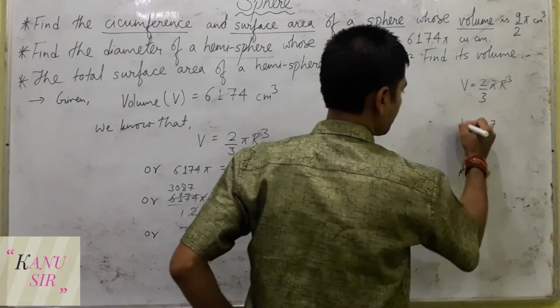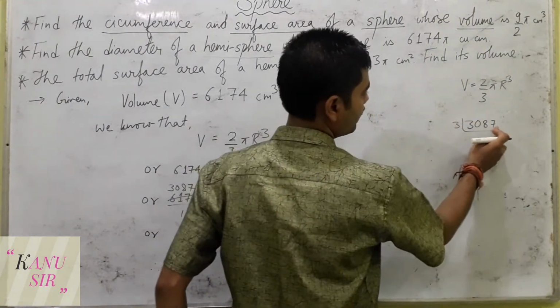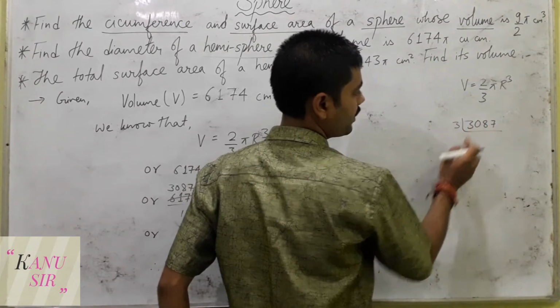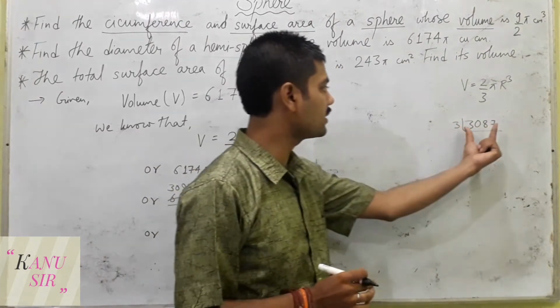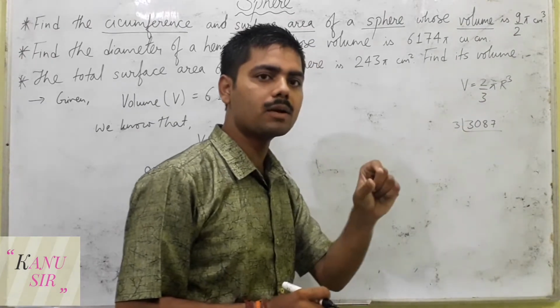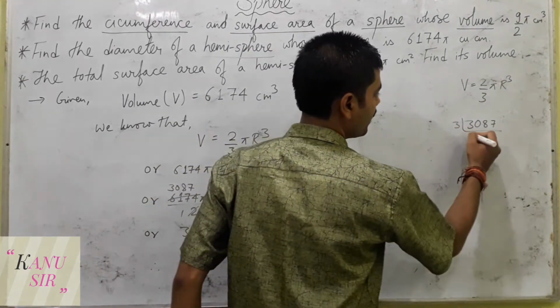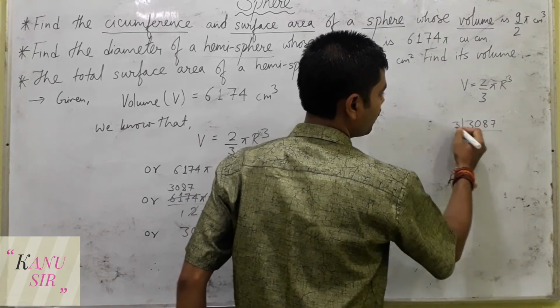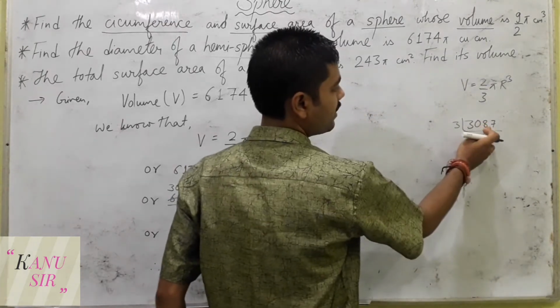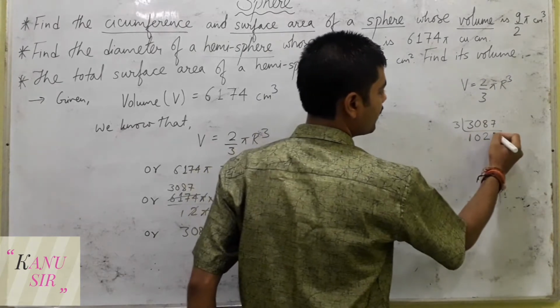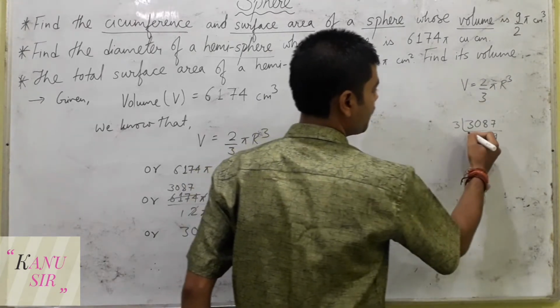3087 divided by 3. 8 plus 7 is 15, plus 3 is 18. It means the sum of the digits is 18. It is a multiple of 3, so it is divisible by 3. So 3 times 1 is 3 and 0 is not divided. 3 times 2 is 6. 8 minus 6 you will get 2 and 7 is 27. 3 times 9 is 27.